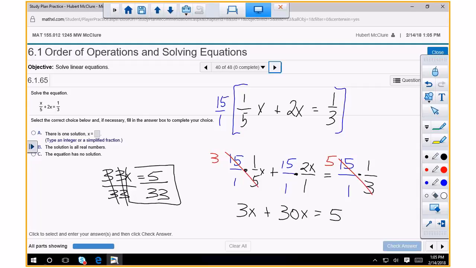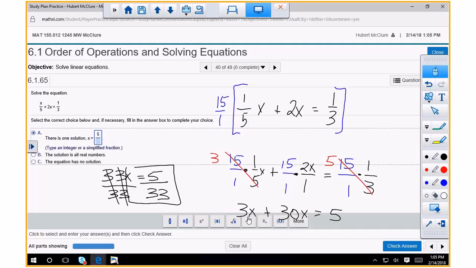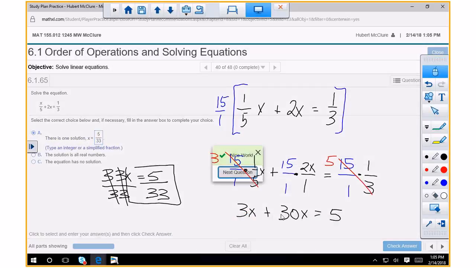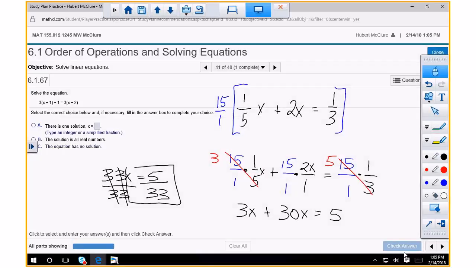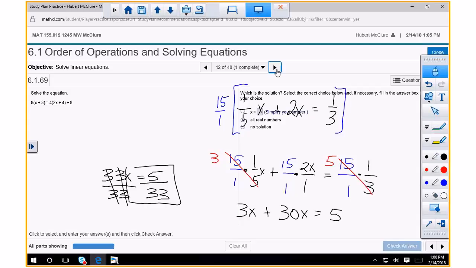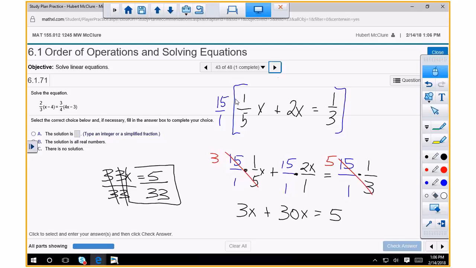Now, like I said, that's a test question. We'll check it out. 5 over 33. There you go. Another test question.